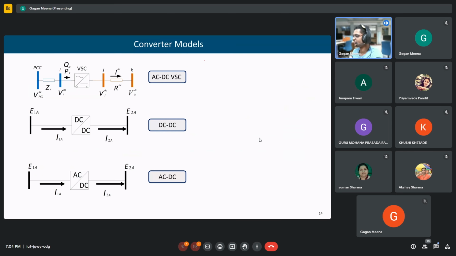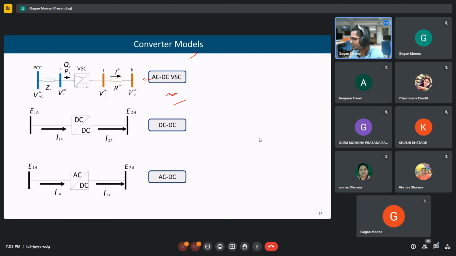So these are the different converter models. Three converter models are there. One is DC-DC. This DC-DC converter can be either buck or boost or buck-boost, and that will determine the relationship between the voltage on both sides, as well as current. It is similar to a transformer, but it is the DC equivalent of the transformer.